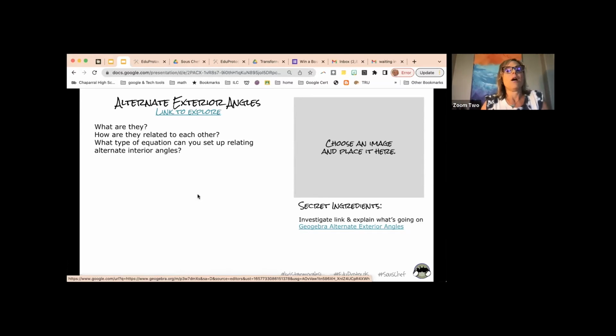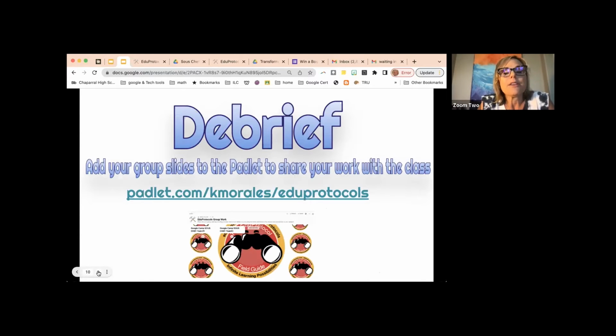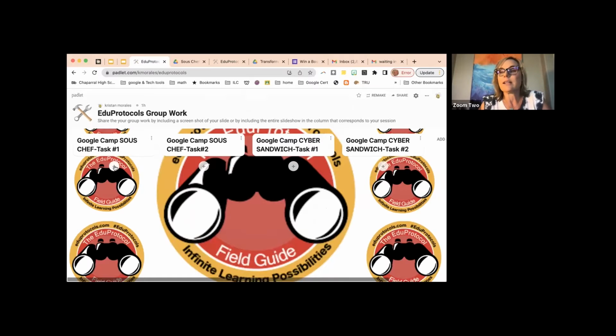Now, on the debrief slide, there's a Padlet there. And that's where, during our session today, we are going to share our ideas with the class. If you click on it, it looks like this. I'm going to have you add screenshots of your slide or your whole group slideshow to this Padlet, and we're going to be doing task number 1 right now. So I'm going to give you about 5 to 10 minutes work time, and then we'll come back as a group and take a look at the Padlet, and you'll get a chance to debrief to the class.